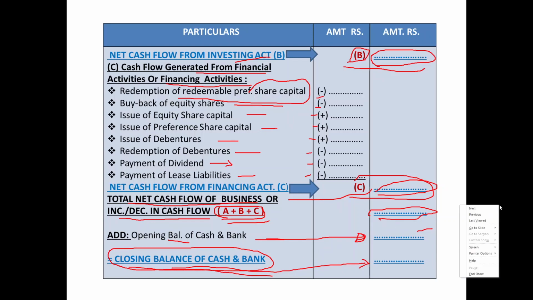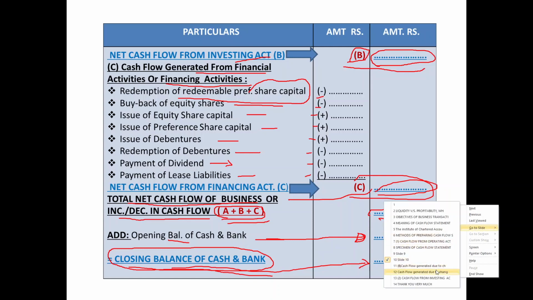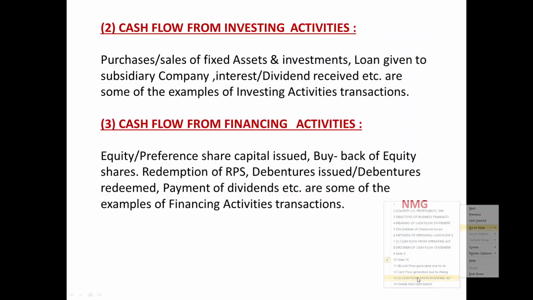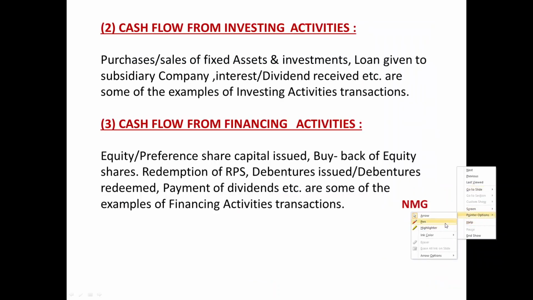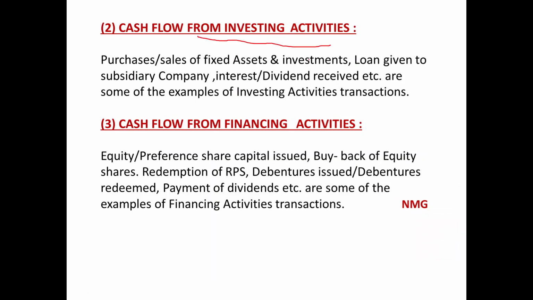So this way you have to prepare the cash flow statement. We took the detailed discussion. Now let me show some transactions of investing and financing activities. Cash flow from investing activities: purchases or sales of fixed assets, investment, loan given to subsidiary company, interest, dividend received, etc. are some of the examples of investing activities transactions. While financing activities: equity and preference share capital issued, buyback of equity shares, redemption of RPS, debentures issued or debentures redeemed, payment of dividend, etc. are some of the examples of financing activities transactions.